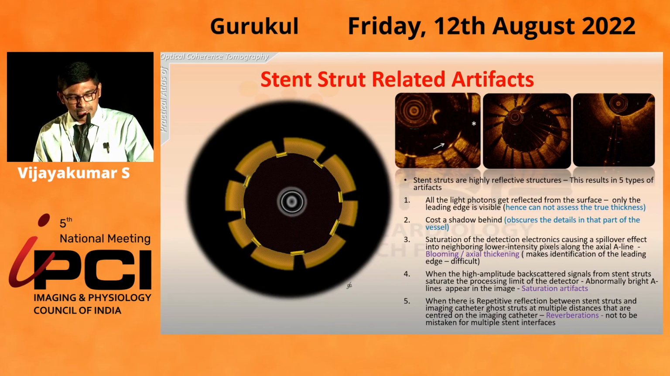And the second one, what you see is shadowing artifacts. So that obscures the detail in that part of the vessel. Because of the high reflectivity, the saturation saturates the detection electronics, which causes a spillover effect of these high intensity speckles, high intensity pixels, to the low intensity speckles close by. That causes axial thickening or blooming artifact that makes it difficult to identify the exact position of the leading edge of your stent strut.